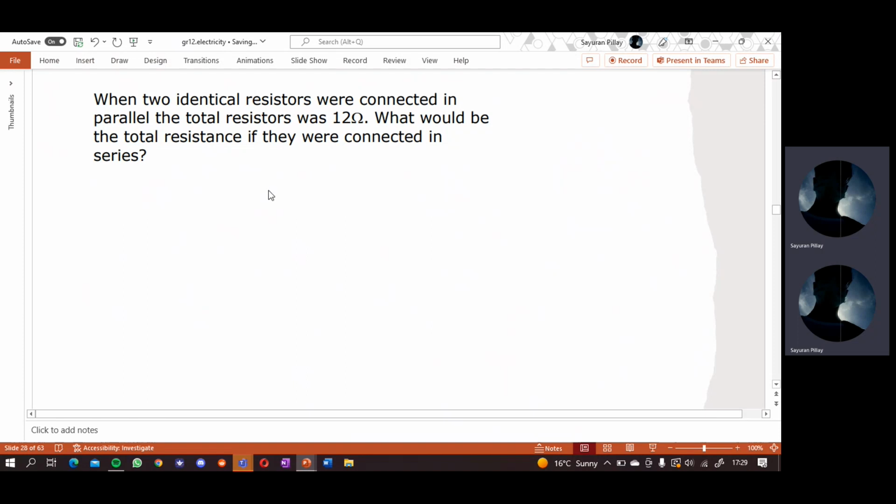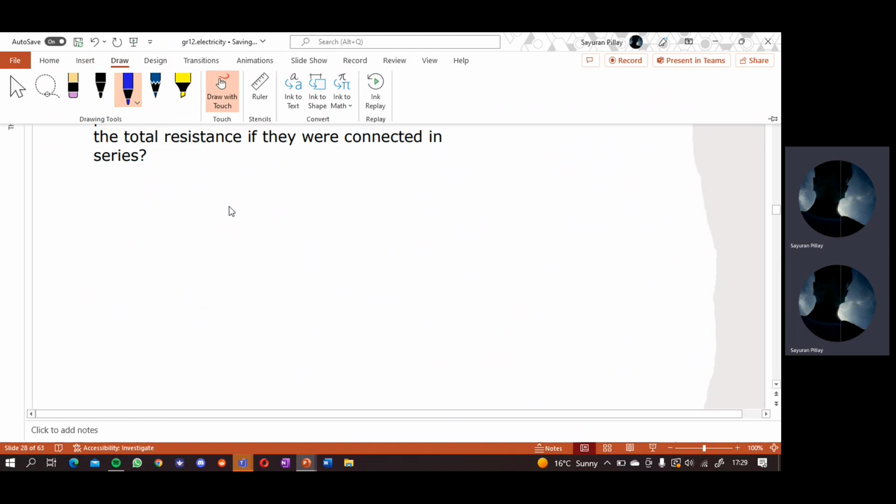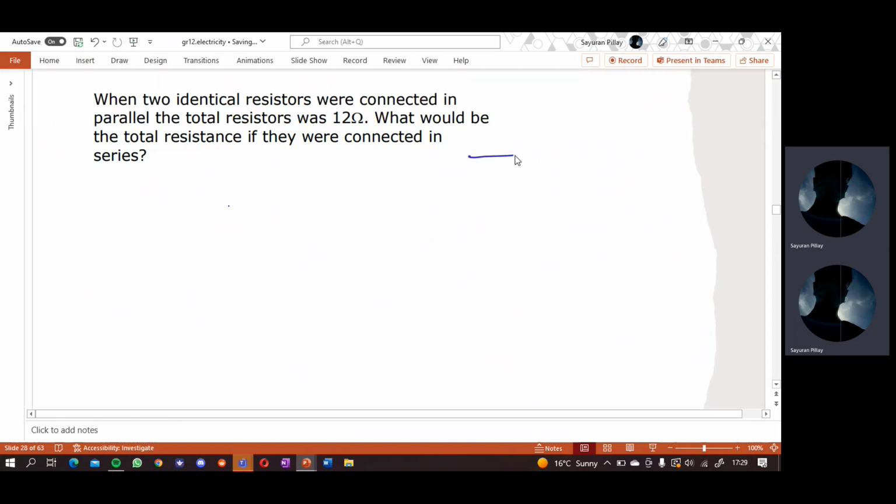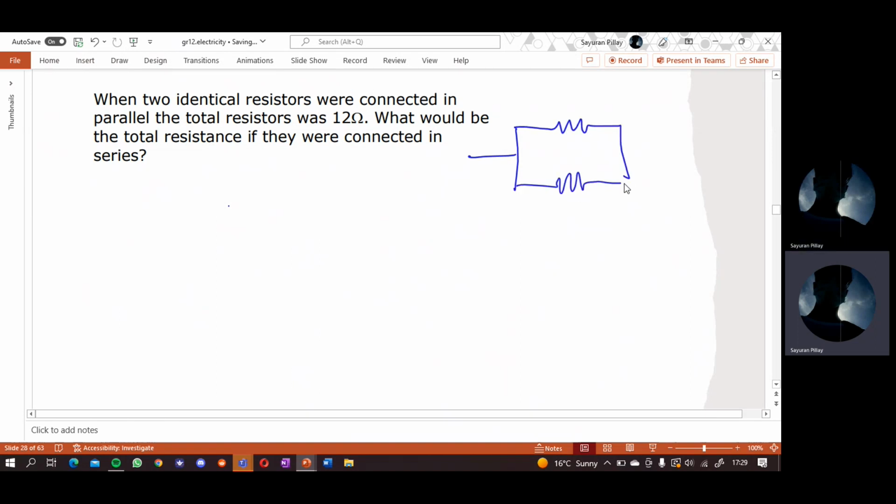So done. Two identical resistors connected in parallel, the total resistance is 12 ohms. What would be the total if they are connected in series? So this is the same thing as earlier, just backwards, right? Now they're in parallel. What is it going to be in series? We need to set up an equation first. Before we do that, we need a schematic. So let's draw what's going on. Two identical resistors in parallel. This is R and R, and RT equals 12.